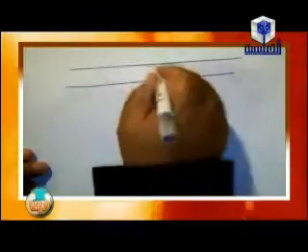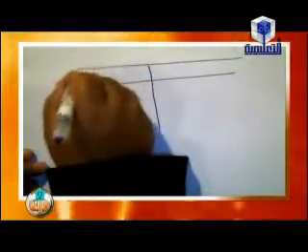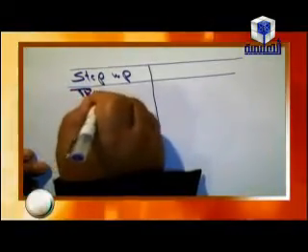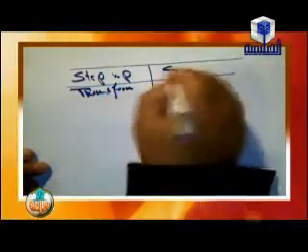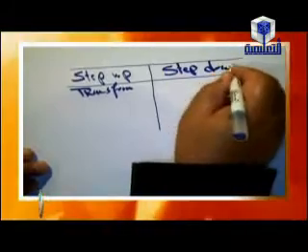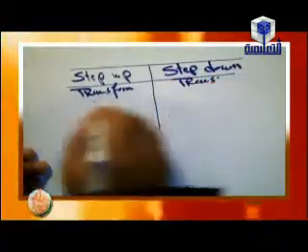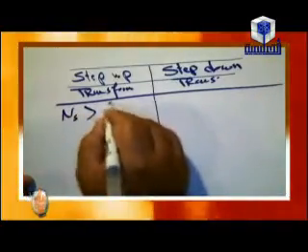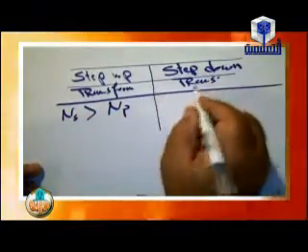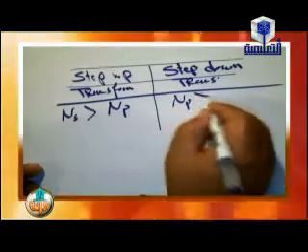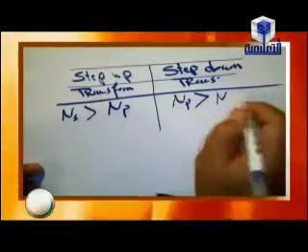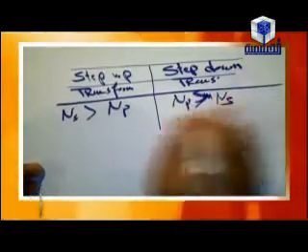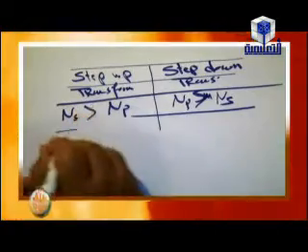Step up transformer and step down transformer. In a step up transformer, the number of turns of the secondary coil is greater than the number of turns of the primary coil, and in a step down transformer, the number of turns of the primary coil is greater than the secondary coil.